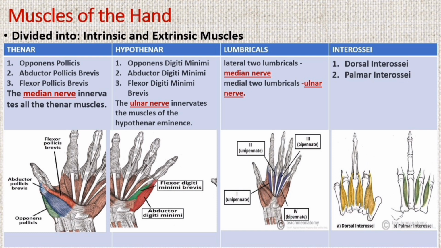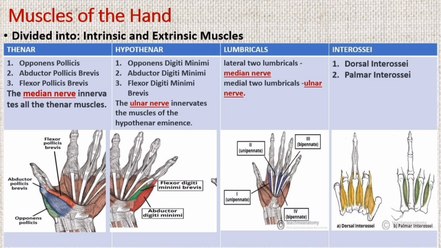Interossae. The interossae muscles are located between the metacarpal bones of the hand. They can be divided into 2 groups, dorsal and palmar. In addition to their actions of abduction (dorsal interossae) and adduction (palmar interossae) of the fingers, the interossae also assist the lumbricals in flexion at the MCP joints and extension at the IP joints.